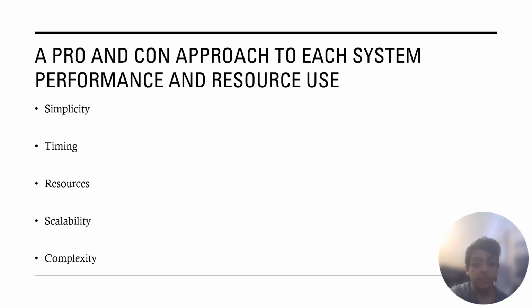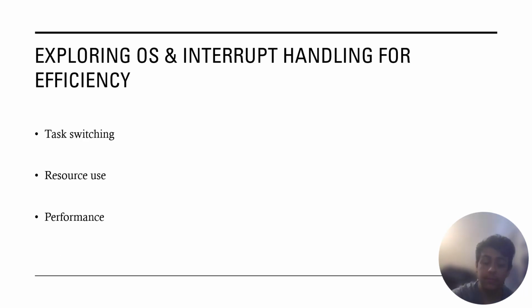And for interrupt-driven input and outputs, the pros are that it is efficient with CPU usage. The CPU handles other tasks until interrupted, and it is scalable, meaning it handles multiple devices without unnecessary polling. But the cons of this are that it is more complex, and it requires interrupt handling mechanisms. Also there is the potential for overhead, meaning that higher interrupt frequency can slow performance.